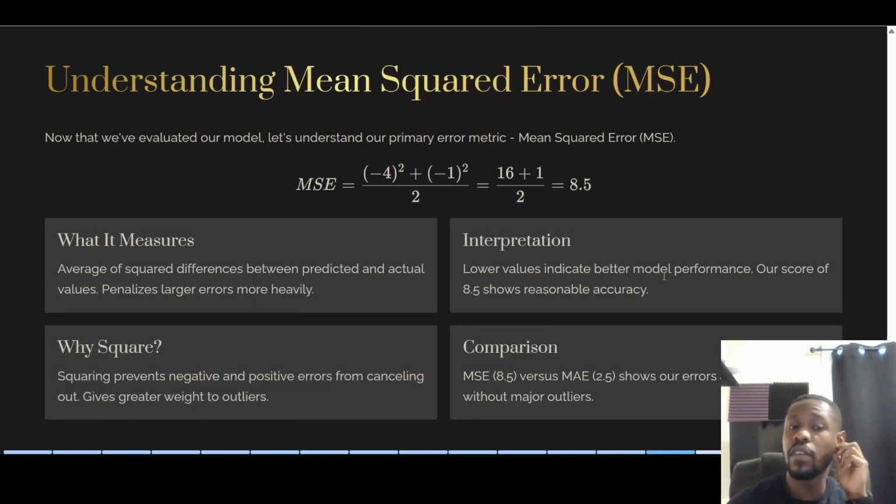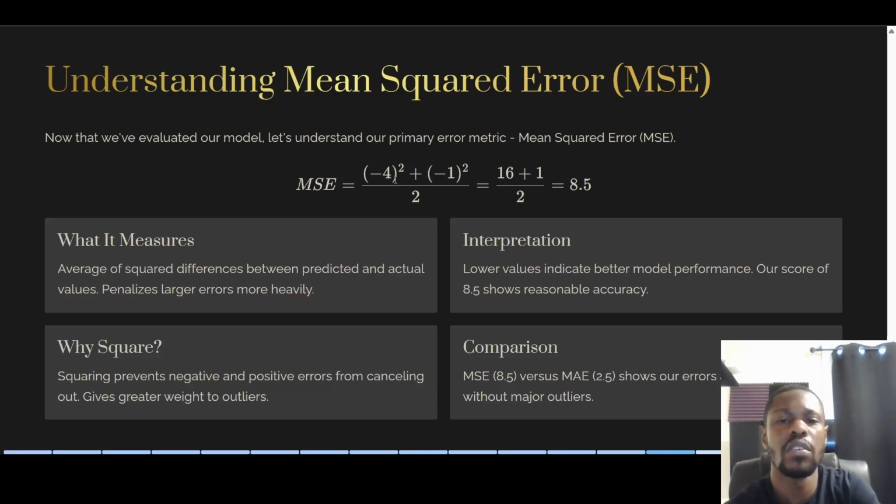So now that we've evaluated our model, let's understand our primary error metric known as MSE, mean squared error. What is it measuring? It's the average of squared differences between predicted and actual values. It penalizes larger errors more heavily. Let's have a look at the interpretation. Lower values indicate a better model performance. Our score of 8.5 shows reasonable accuracy.